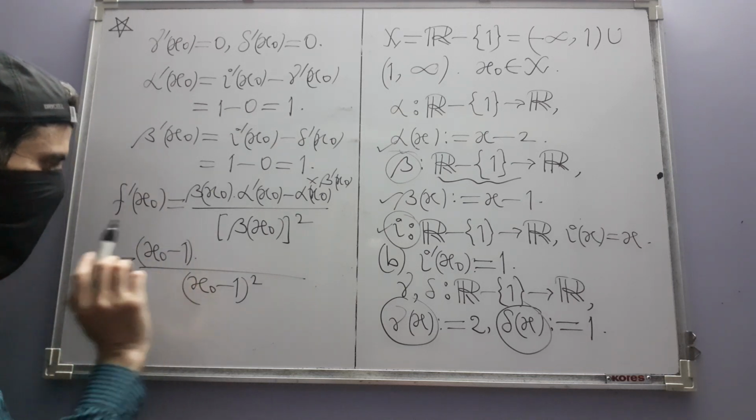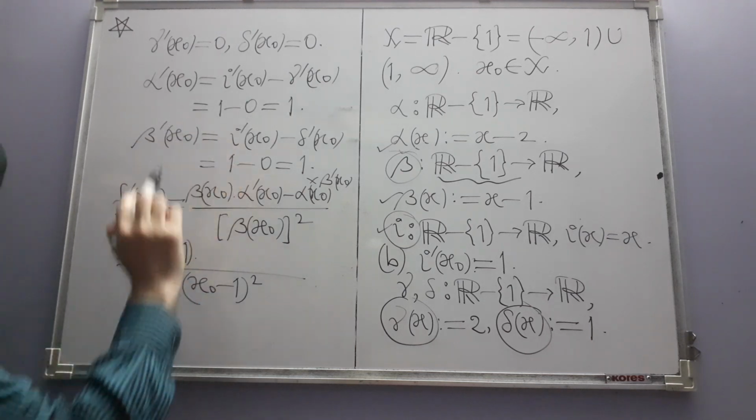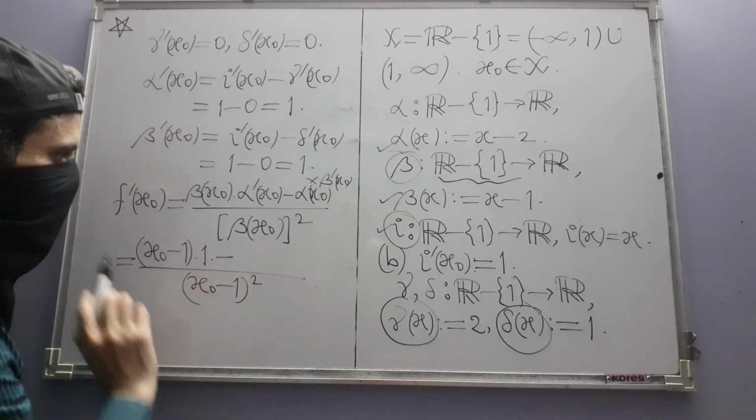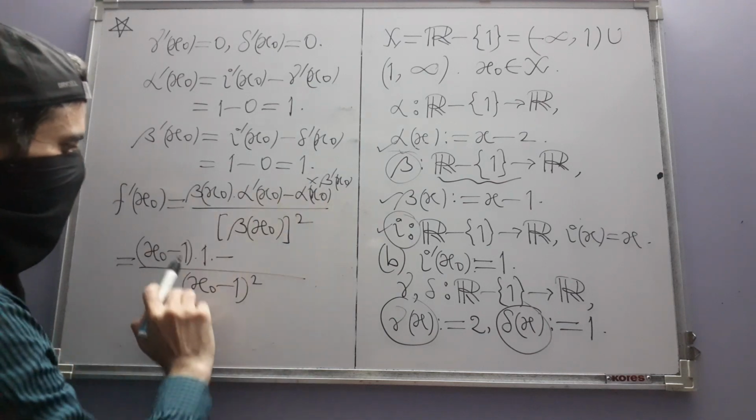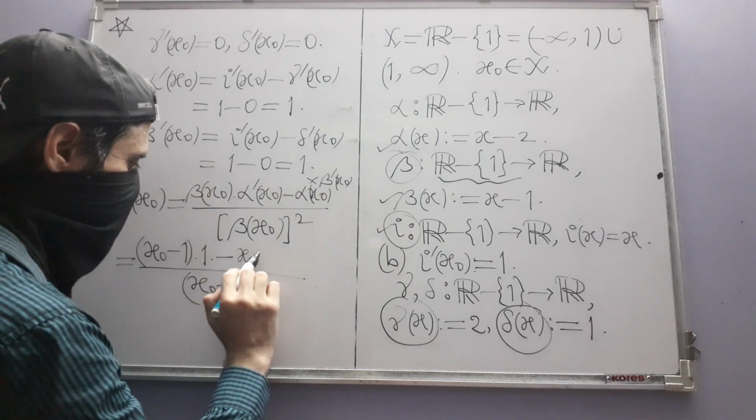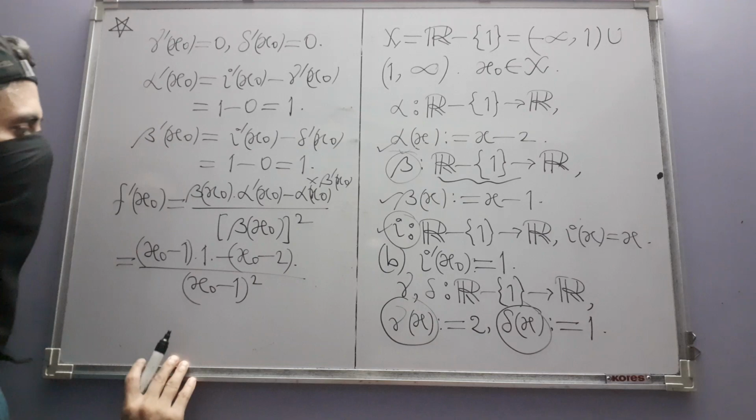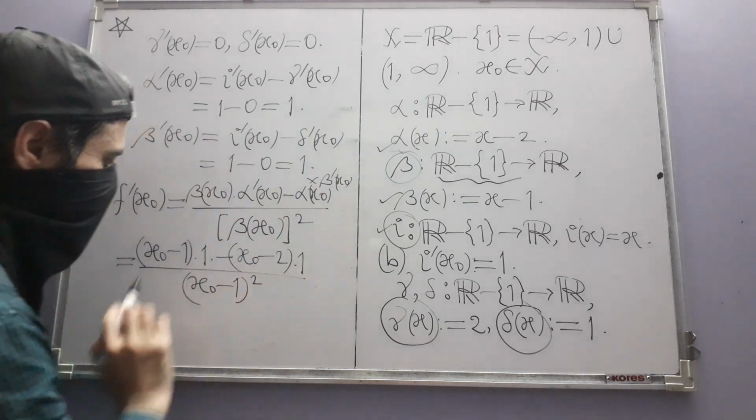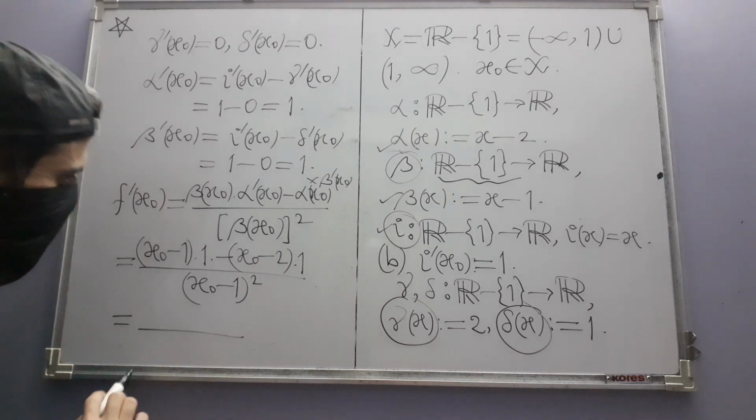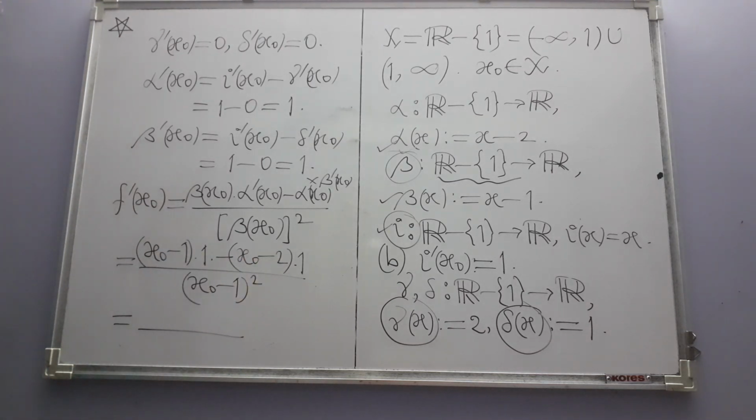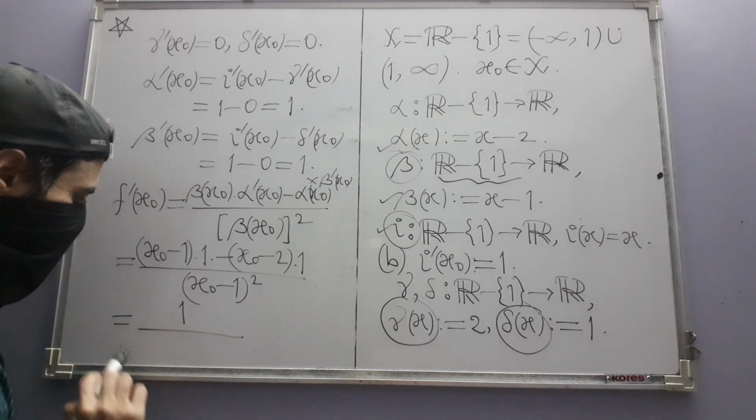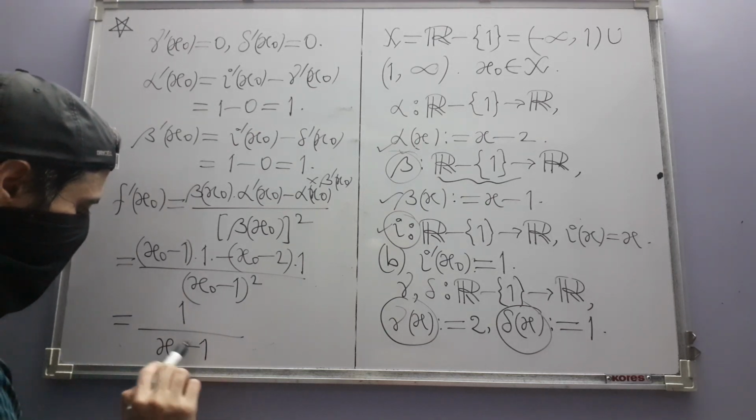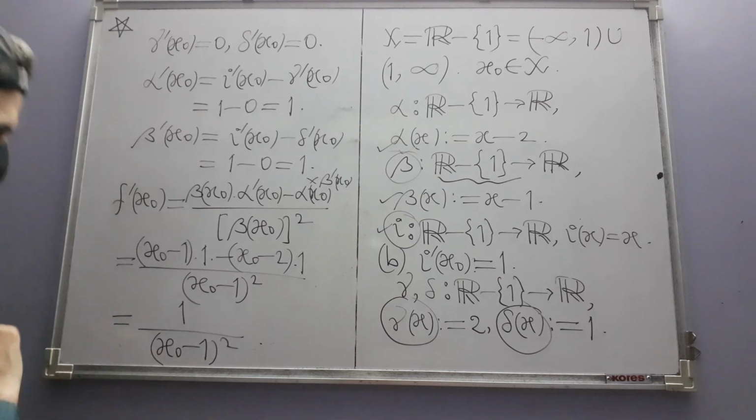Again, x naught minus 1 times, what is alpha prime of x naught? 1. Minus, what is alpha of x naught? x naught minus 2 times, what is beta prime x naught? 1. And if you simplify the numerator, you will see that you are getting 1, and in the denominator you have this. So this is the derivative of our function f at x naught.